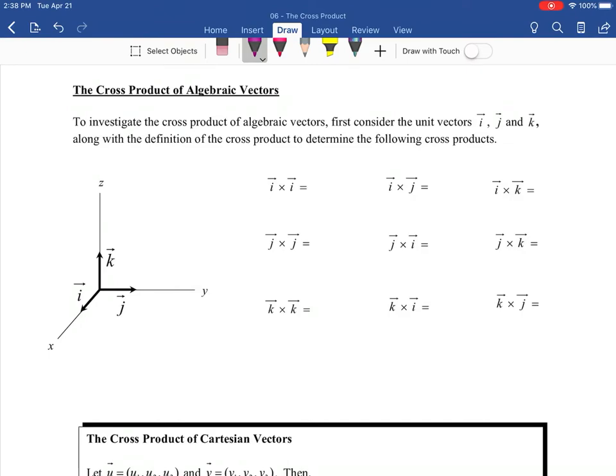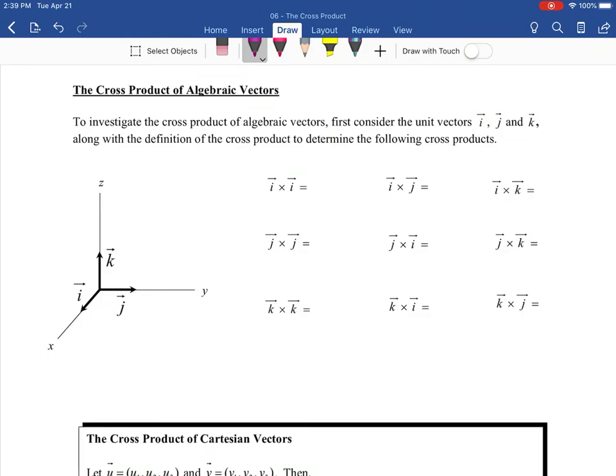Now, this is where it gets really interesting, and it sort of becomes simple for a moment, but there's a lot to show you. To investigate the cross product of algebraic vectors, first consider the unit vectors i, j, and k. So there's a nice little picture of i, j, and k with the definition of the cross product to determine the following products. Let's talk about i cross i.